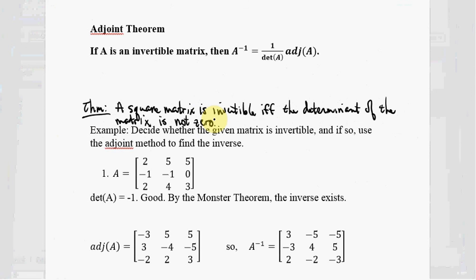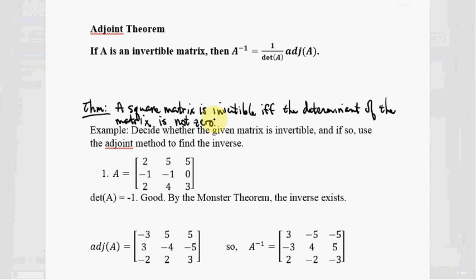Well, it might be difficult to determine if the matrix is invertible. Well, just look at the determinant. If the determinant is not equal to 0, then we say that the matrix is invertible, and that's what I'm doing here. So here, decide whether the given matrix is invertible. If so, then use the adjoint method to find the inverse. If the determinant is equal to 0, then you stop and you say that A inverse does not exist. And by the way, this theorem that I put here is added to the monster theorem.